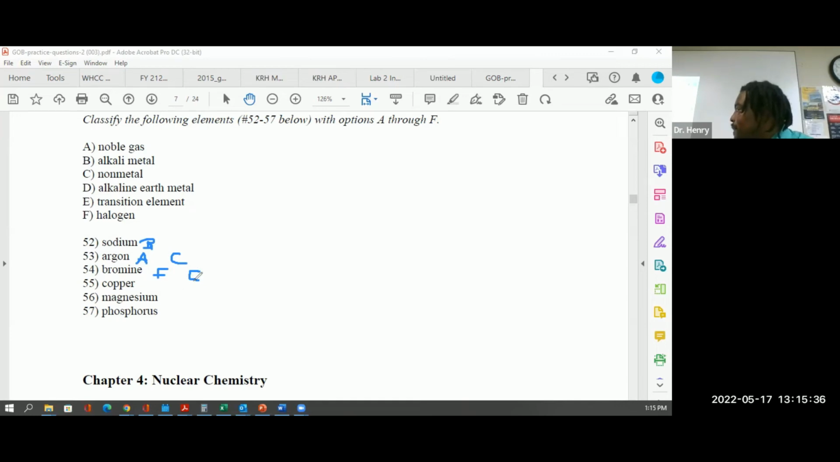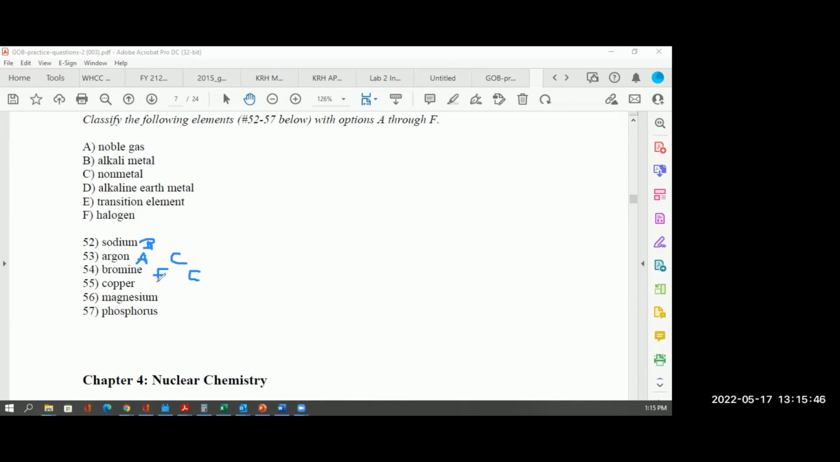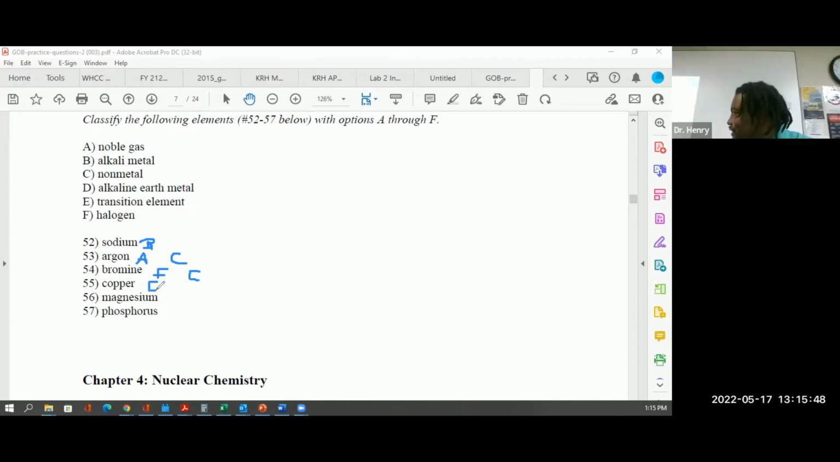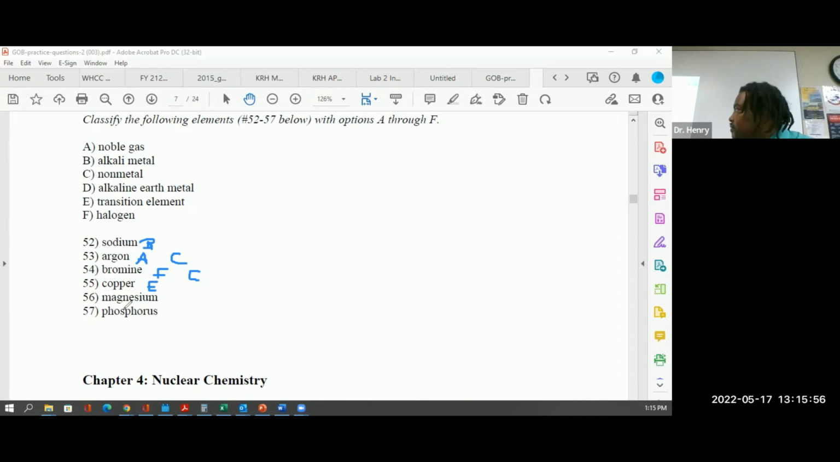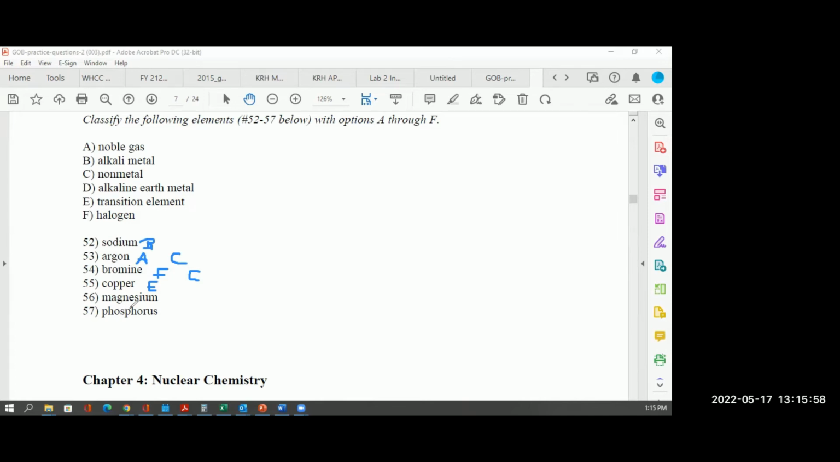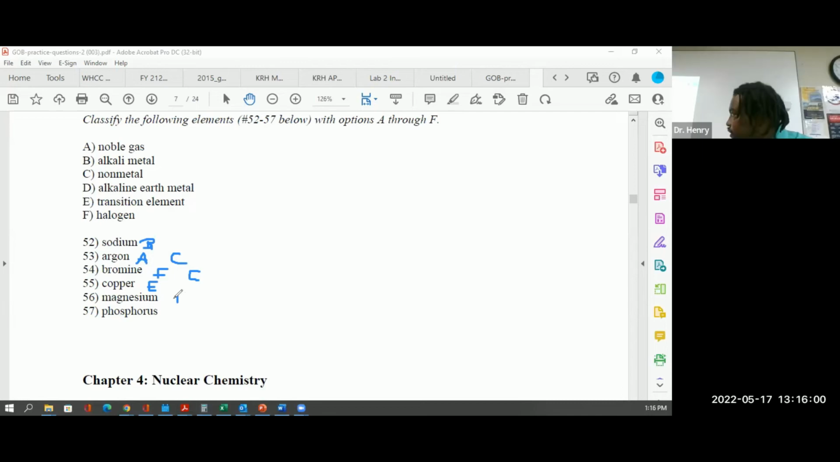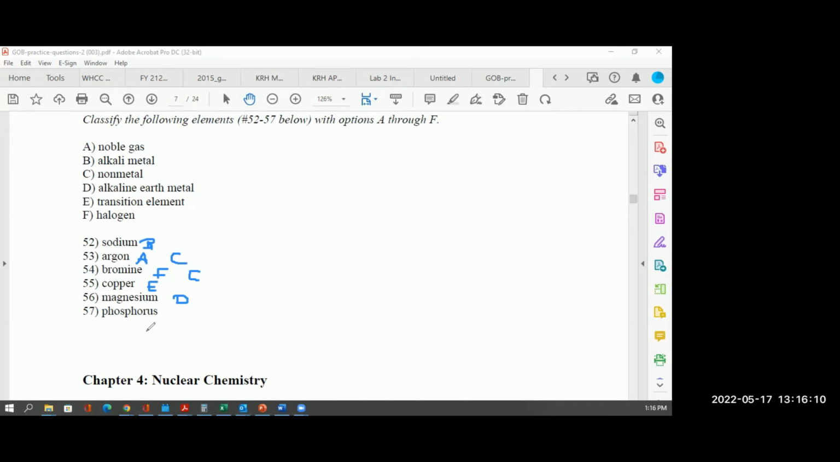Copper. Transition. E? That's right, it's E. That is correct. What about 56? Magnesium. D. D, that is correct. 57, phosphorus. B.